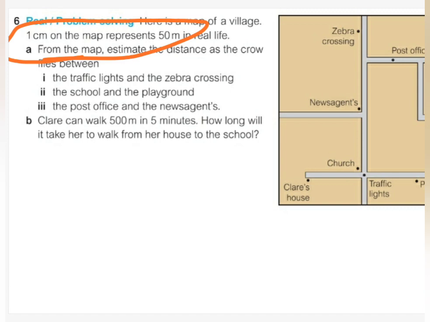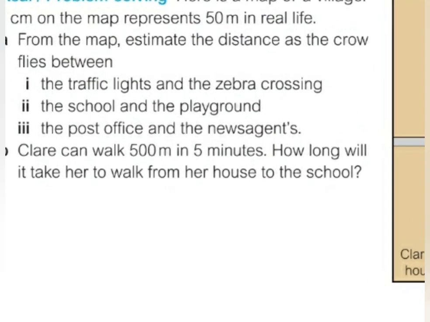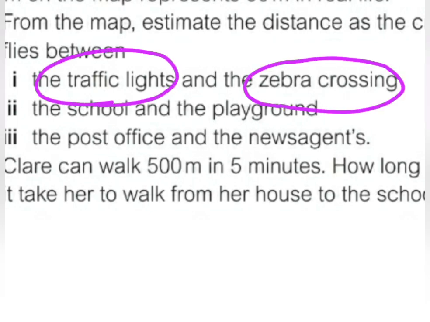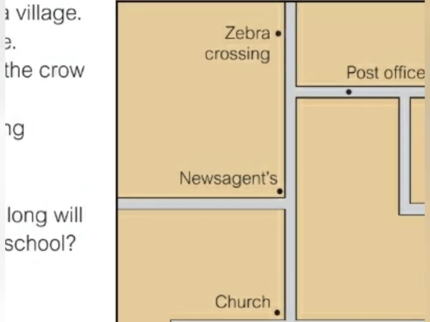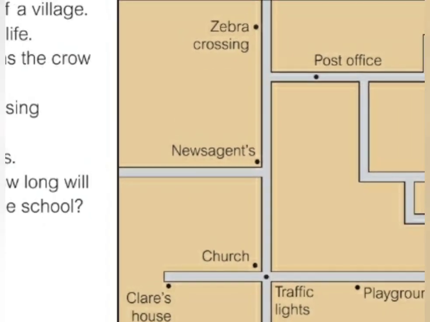We can use the X method to find out the answer for this question, in which we put each number under the number that represents the other. For example, the map under each other and real life under each other. Now, let's take a look at the question. Let's find the lengths on the map, and then we will turn them into lengths in real life. First thing we do, we need to measure the distance between traffic lights and zebra crossings. Between the traffic light and zebra crossing, it's from here till here.